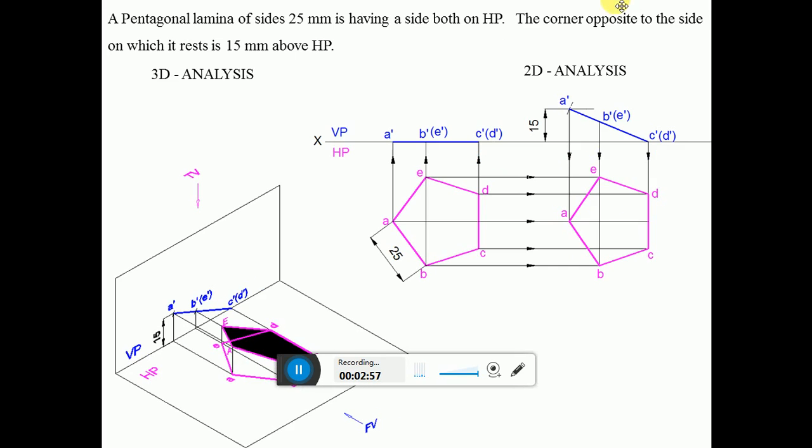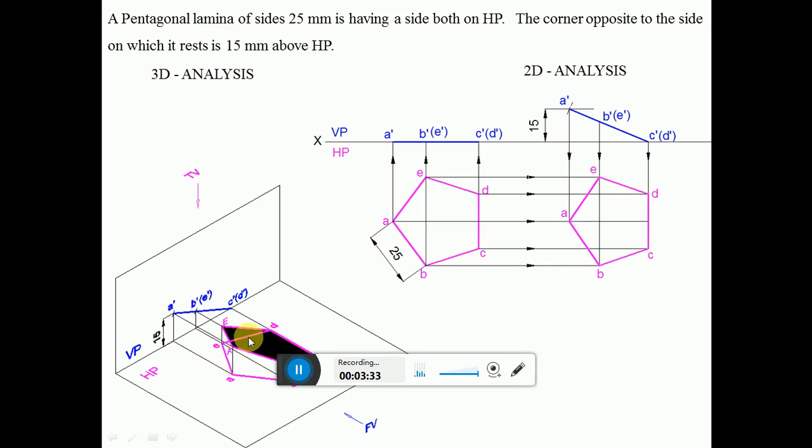The corner opposite to the side on which it rests is 15 mm above HP. So the side is resting on HP. The corner opposite to this side is A, which is above HP by 15 mm. So this distance is 15. From capital A to small a is 15, and from here to here it is 15 mm. So 15 mm above HP is given, so we have considered the 15 mm above HP, and the shaded portion is the actual 3D surface, wherein this is the surface inclination of the lamina that you are going to get.